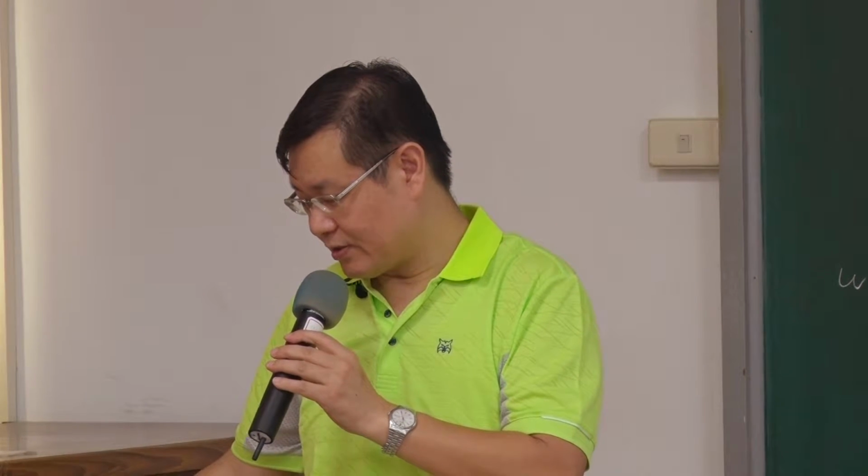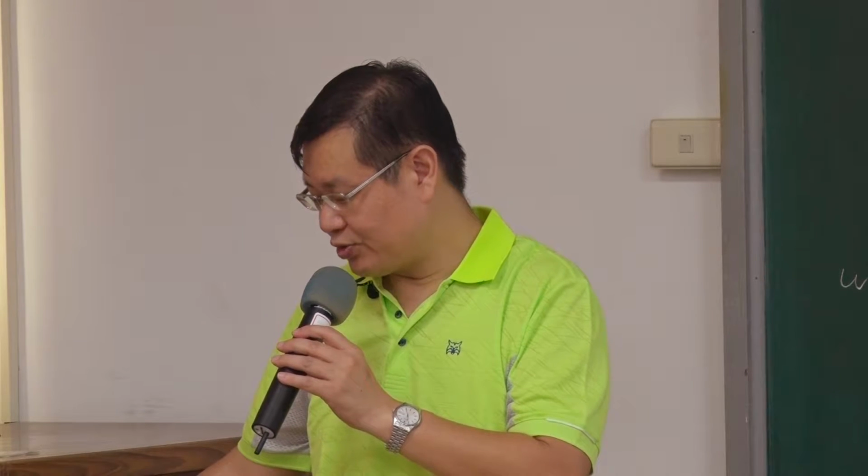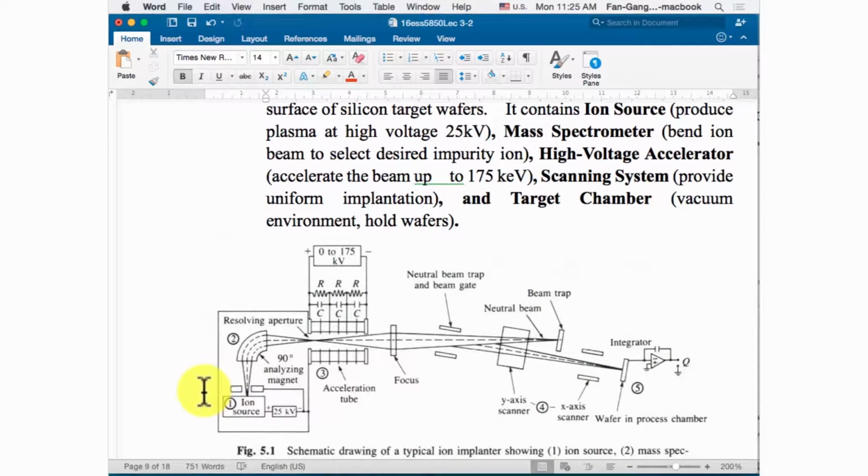So ion implantation has several important components. First, we need to generate ions. The impurity first needs to become ions. When they become ions, they can be manipulated by electric fields or magnetic fields later on. If they are neutral, not ionized atoms, they cannot be manipulated by the electric field later on. So first, the gas becomes ions.